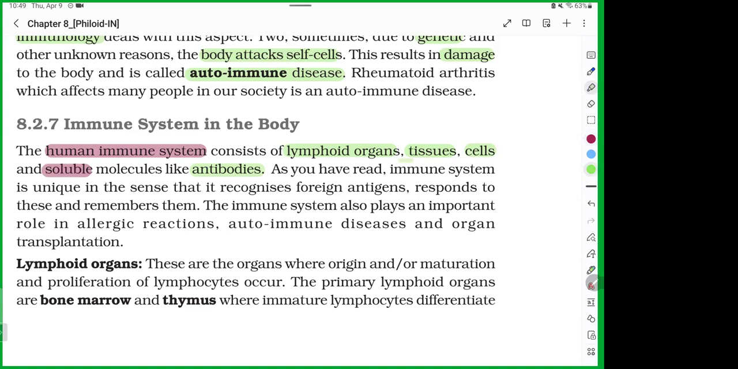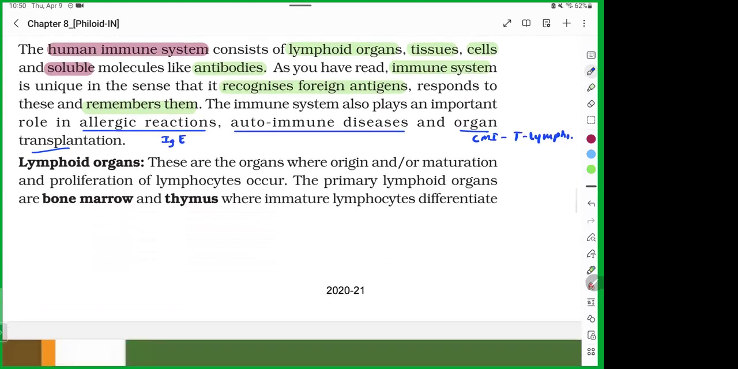What is the benefit of the immune system? Because it can recognize the foreign antigen, respond to that and remember them. Memory. So the immune system plays a really important role in many other activities, like in allergic reaction, where IgE is crucial; autoimmune disease, where the immune system destroys its own cells; and organ transplantation, where cell-mediated immunity is important. T lymphocyte is important. Correct? So in all these things, the immune system plays an important role.